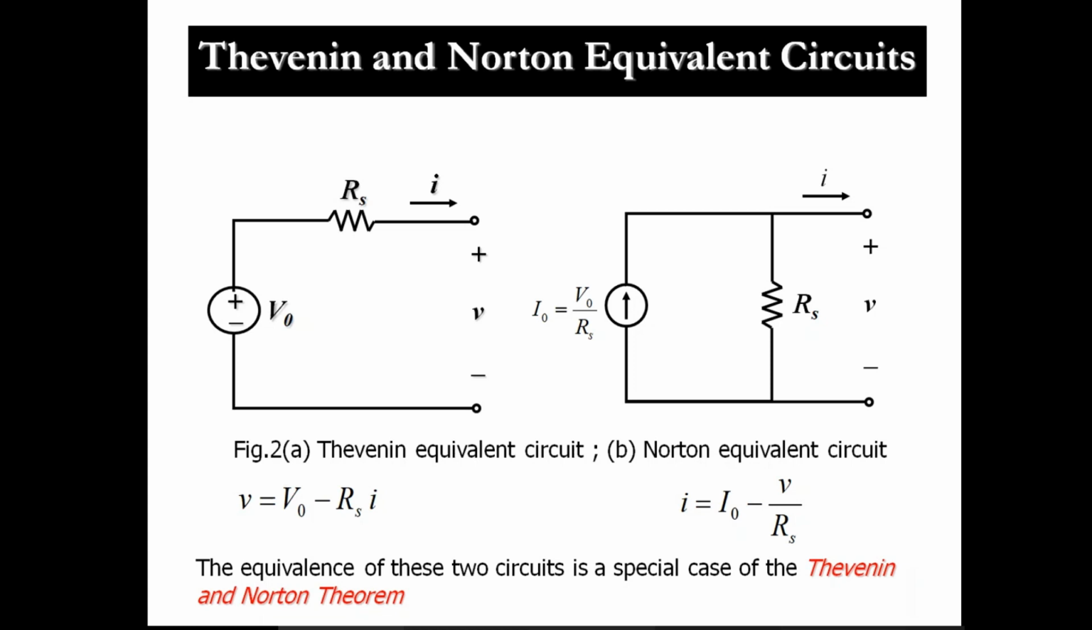Thevenin's theorem and Thevenin's and Norton's equivalents are one and the same, right? So if you look at this diagram, there are two circuits. The first circuit is Thevenin's equivalent circuit, and the second circuit is a Norton's equivalent circuit.